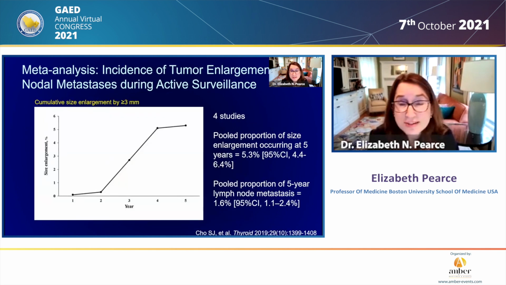This appears, at least in these carefully selected patients in the centers that are doing this to date, to be a reasonably effective strategy. This is a meta-analysis pulling data from 4 studies demonstrating that, again, in a fairly carefully selected patient pool, only about 5% of patients over a 5-year follow-up had enlargement of tumor by at least 3 millimeters, and even fewer, only 1.6%, had lymph node metastasis over that 5-year follow-up.